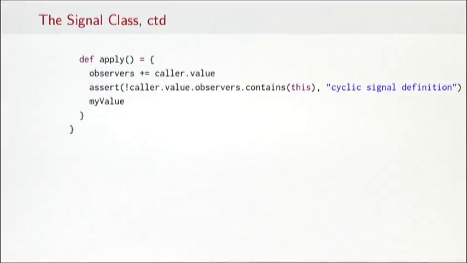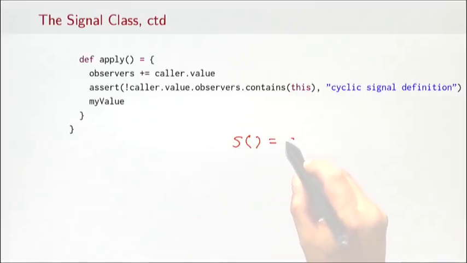So the last part of the signal class is the apply method. Here is its implementation. Apply simply returns the current value of the signal, but before it does that, it adds the current caller to the set of observers. And the third part of apply is an assertion which says that we should avoid defining cyclic signals that depend on themselves. So we have seen an example here.